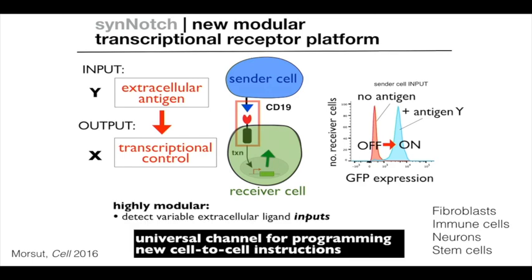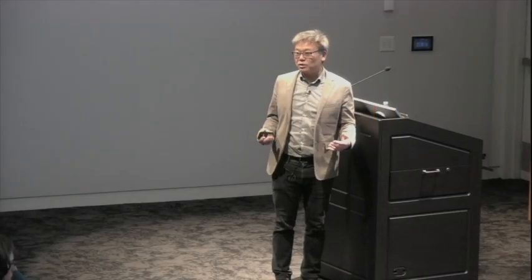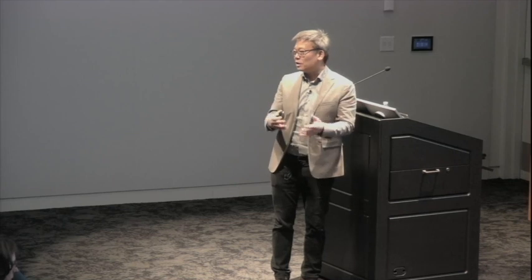We can put many different things on the outside. So again, we think of this as one of a set of tools that we're trying to develop that provide a universal channel for programming in new cell-cell instructions. It could be using something like surface GFP as a novel orthogonal channel, or it could be that we read something that exists on another cell naturally, and we try to turn that into a signal that the receiver cell can use.